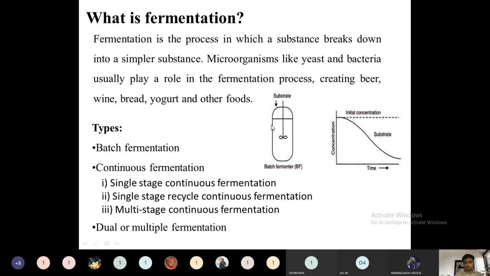Here in the batch process, the fermentation medium is filled up to 80%. Up to 80% of this tank will be filled with the nutrition, or media as we can call it. In microbiology, the media is nothing but the food which we are supplying for the microorganisms. So 80% of this space will be filled by the media, and the remaining space is used as head space.